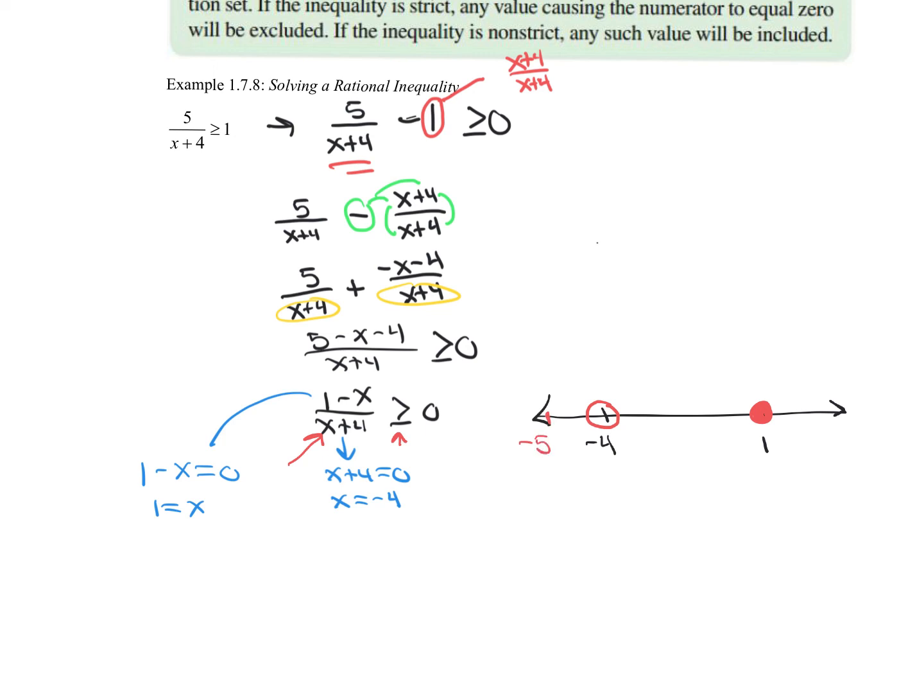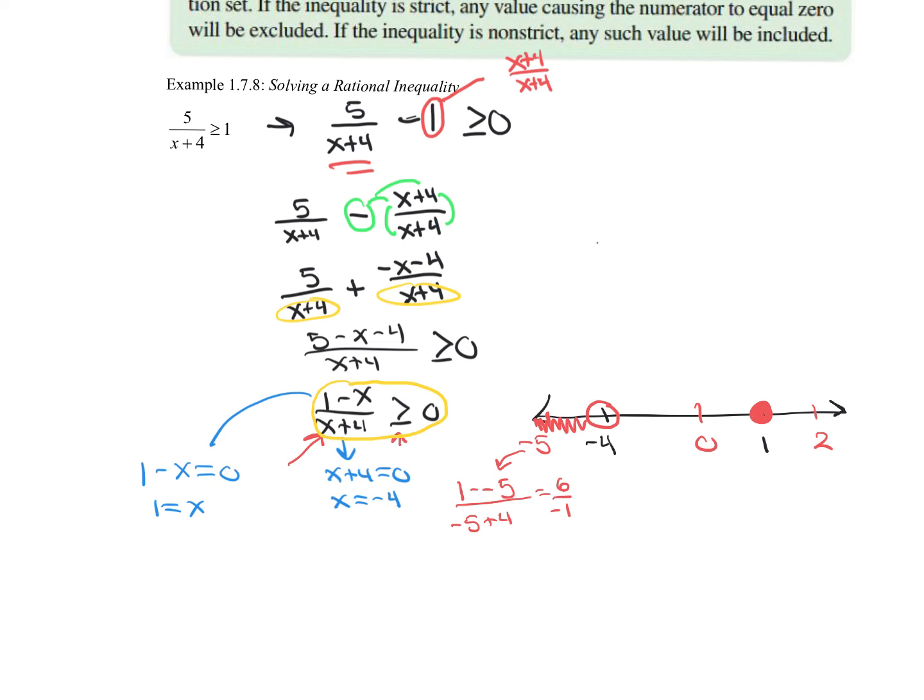So I'm going to do -5, 0, and 2. And I'm going to use this yellow box thing right here to do exactly what we did before. So when I plug my -5 in, I get 1 minus -5 over -5 plus 4. Minus makes a plus. So on top, I'm going to get a 6 over a -1, which is going to be a negative. So because it's negative, I'm going to shade below.